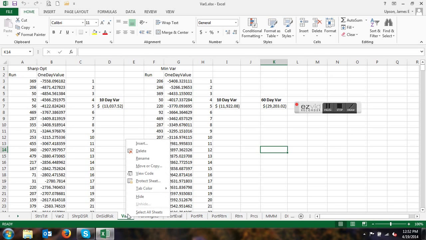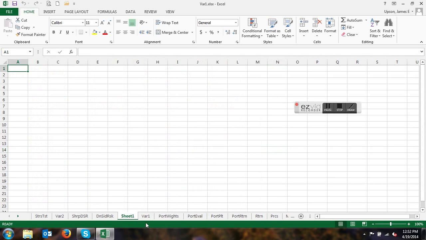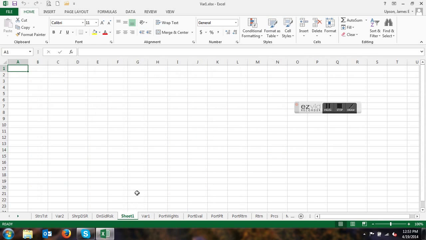that have occurred. So I'm just going to go and insert a tab, and this is what we ultimately want it to look like, and this is how we're going to set it up. I'm going to do the setup for the Sharpe optimal portfolio and then leave it to you for the minimum variance portfolio. So organization is always good.